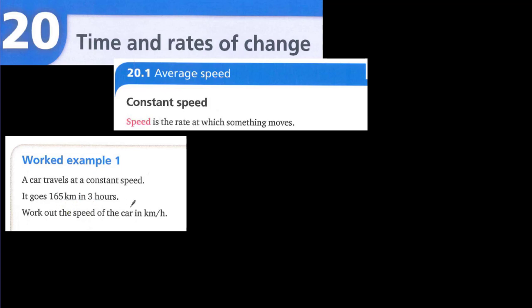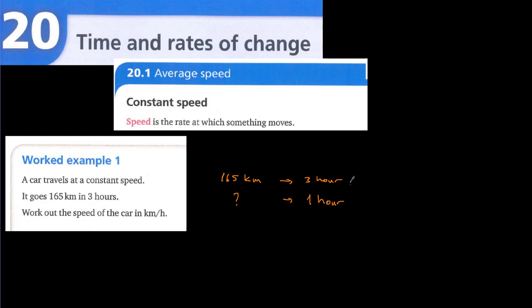Okay, here is the first example, and we are going to try to find the constant speed, or average speed, of the car in 3 hours. It goes 165 km in 3 hours, and we are going to find the speed of the car in kilometer per hour. This means kilometer per hour. In 1 hour, how much did it move? We are going to try to understand that one. If it is 165 kilometers in 3 hours, we are going to find how much it goes in 1 hour.